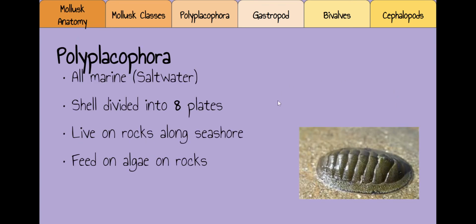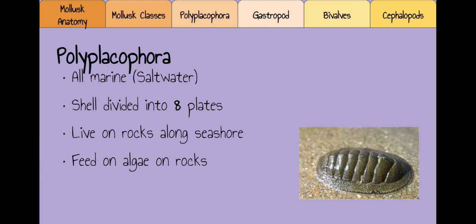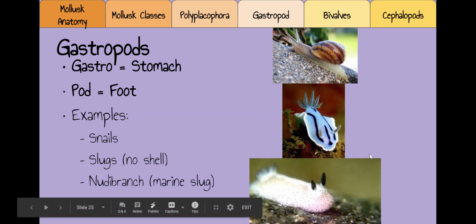So this polyplacophora, this is what I was talking about. That has these little plates and little shell pieces on top. The polyplacophora are all marine saltwater creatures. Their shell is divided into 8 plates. They live on rocks along the seashore, and they're going to feed on algae on rocks. Then you have gastropods. Gastro means stomach. Pod means foot. So they're stomach foot. You have snails, you have slugs, and then something called the nudibranch.